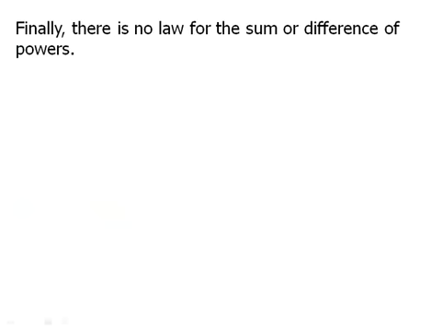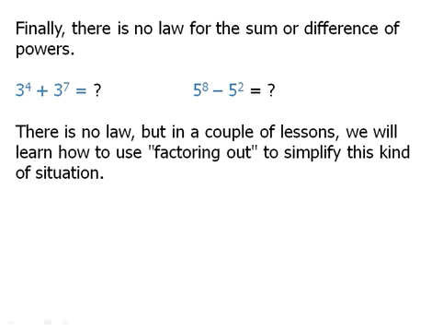Finally, there is no law for the sum or difference of powers. So if we're adding 3 to the 4th plus 3 to the 7th, or 5 to the 8th minus 5 squared, there is no fixed pattern for this. There's no single law of exponents. In a couple lessons, we'll learn how to use factoring out to simplify this kind of situation. So in other words, we may see this, but it's not a simple law of exponents. It's a somewhat more sophisticated trick that we'll discuss in a couple videos.